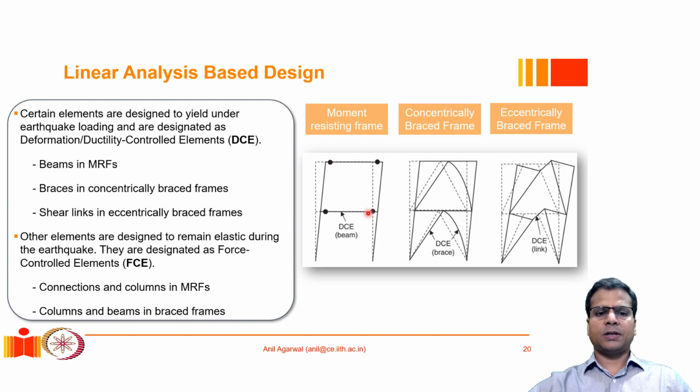For example, in a moment resisting frame, we cannot make a column a DCE, because if the column forms a hinge, that can lead to a significant destabilization of the system. So we usually don't prefer the column to develop a hinge. Therefore, the DCE would be the beam ends and the FCE would be the column and the column-beam joint.